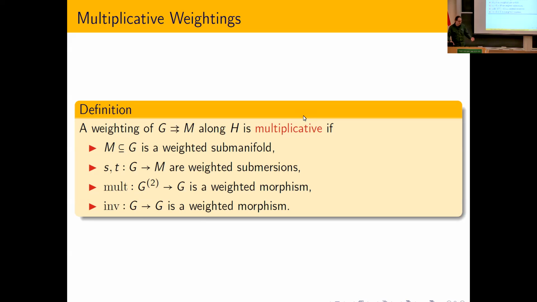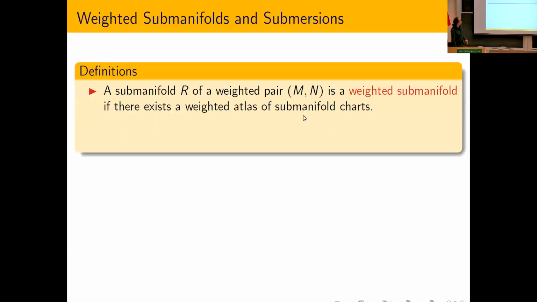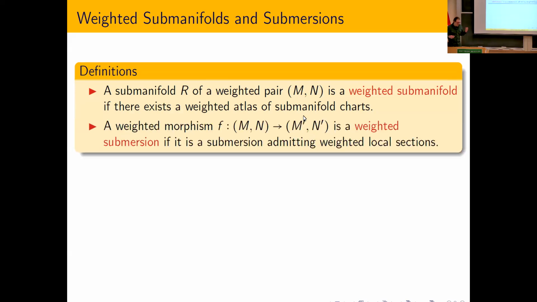So what did we do? We gave a definition. We said a submanifold of a weighted pair is going to be a weighted submanifold if I can always find local coordinates which are simultaneously weighted and submanifold coordinates. And I say, okay, what do I want a weighted submersion to be? Well, what is a submersion? It's a map that admits local sections. So let's just ask for it to admit local sections which are also weighted.